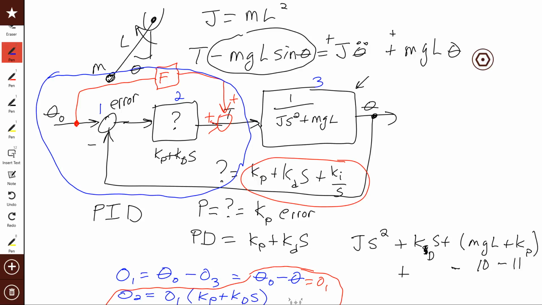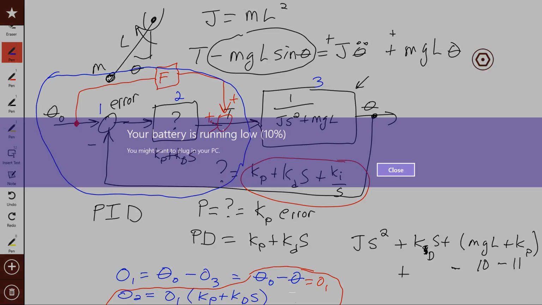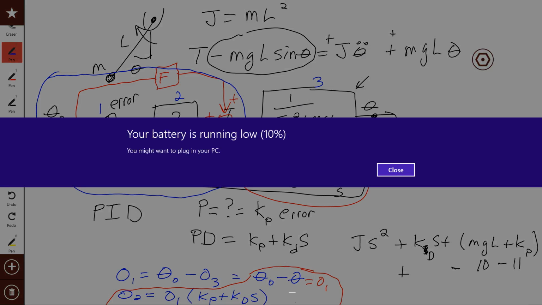And then what it will do is it outputs a number. But according to this block diagram, that's got to be torque. How in the world is the Arduino going to apply a torque? Well, you're going to buy a motor, right? Where are you going to put the motor? You're going to put it right between the Arduino and the pendulum.